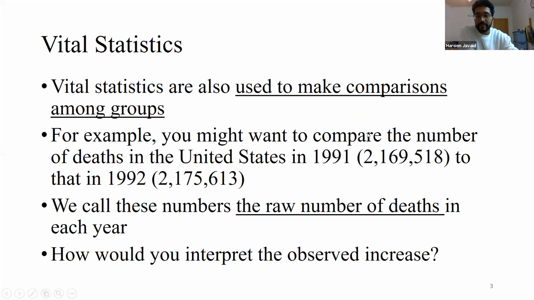Okay, so it's used to make comparisons among groups, okay? What else? If you just get a raw number, it's called the raw number. So for example, you get the number of deaths in USA in this time. This is a raw number because we haven't done any calculation on this. And these are more difficult to interpret, and I'll show you why.